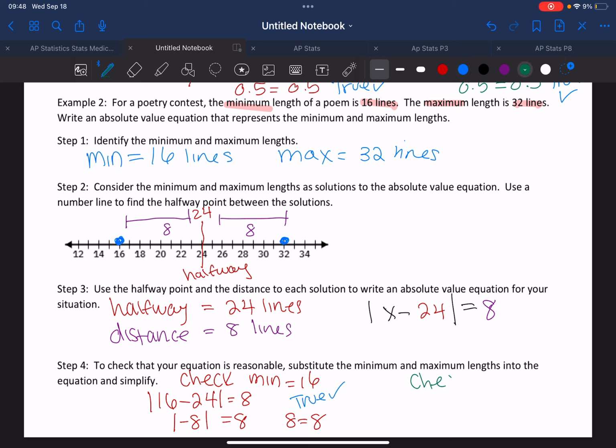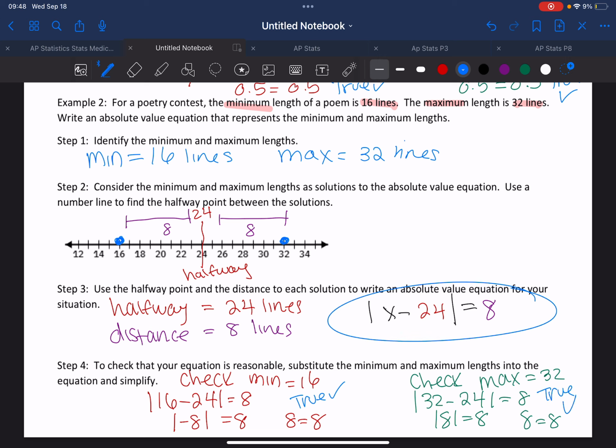And then I'm going to check the maximum, which is 32. And we have the absolute value of 32 minus 24 is equal to 8. 32 minus 24 is 8. Absolute value of 8 is still 8, so we have 8 equals 8, which again is a true statement, so that checks out, meaning this is our equation that represents the situation in example 2.